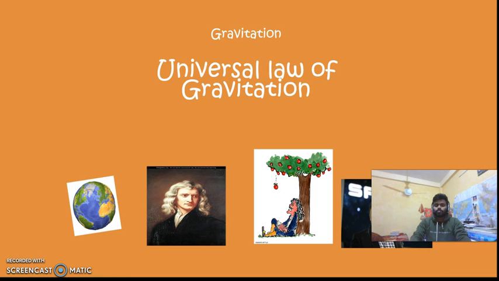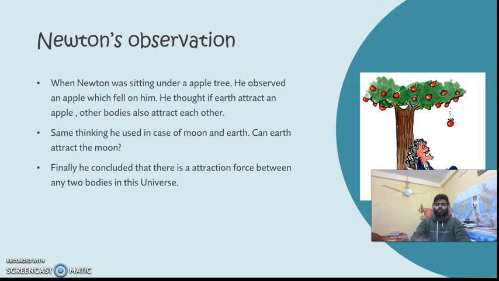Sir Isaac Newton, this is the picture of Isaac Newton. Sir Isaac Newton invented this concept and derived its mathematical formula. So what was Newton's observation? It's a very interesting story about Newton. When he was sitting under an apple tree, an apple fell on him.